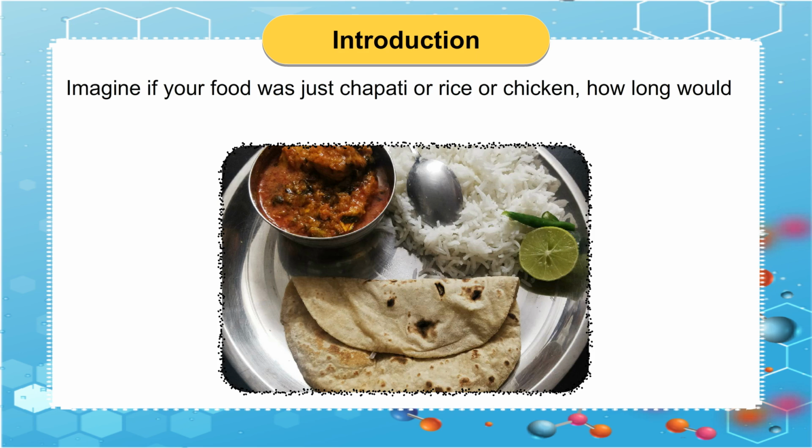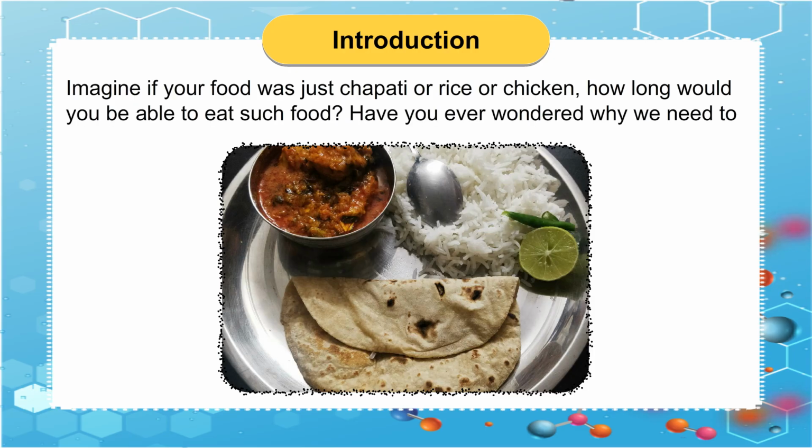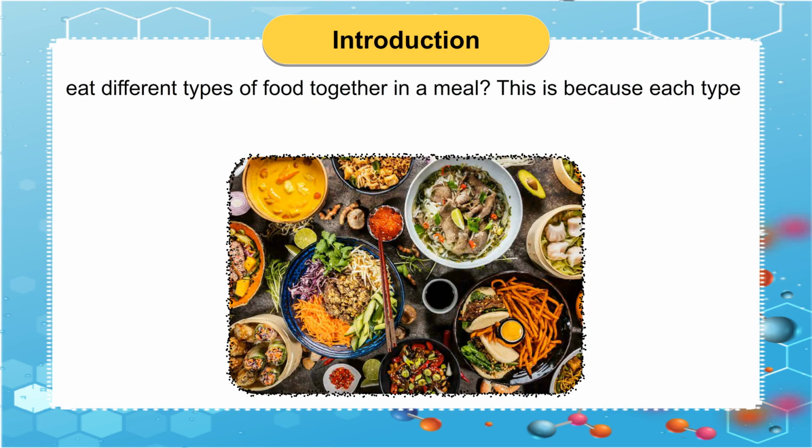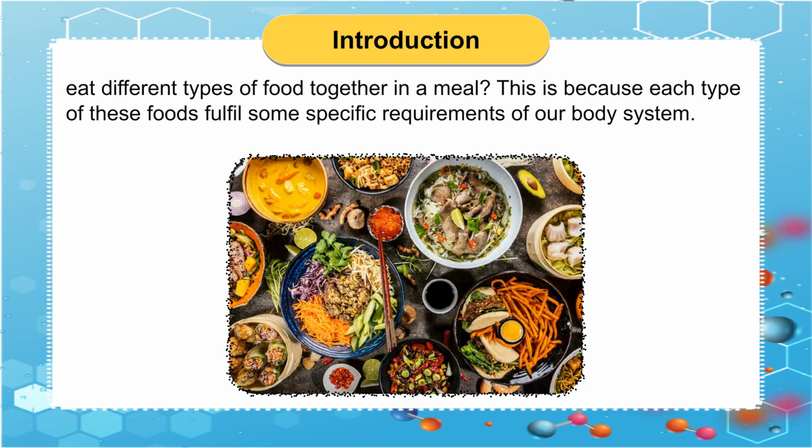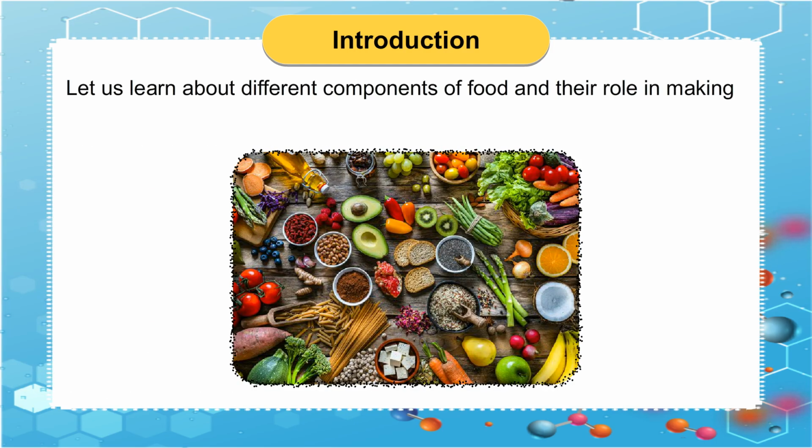Imagine if your food was just chapati or rice or chicken, how long would you be able to eat such food? Have you ever wondered why we need to eat different types of food together in a meal? This is because each type of these foods fulfills some specific requirements of our body system. Let us learn about different components of food and their role in making the body healthy and fit.